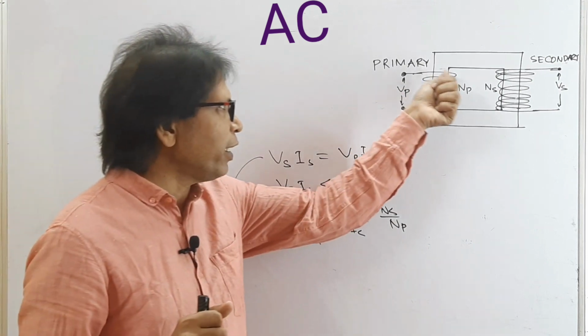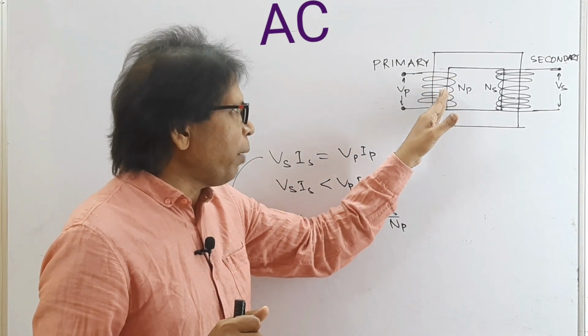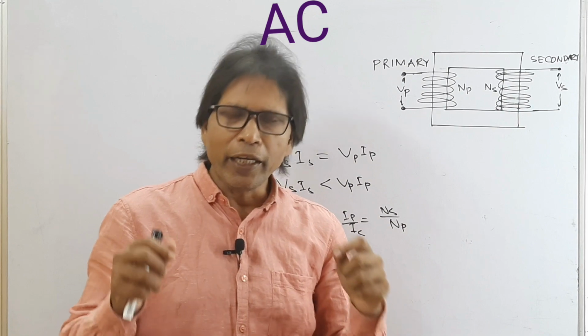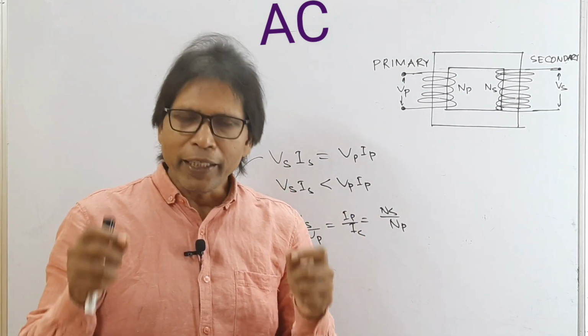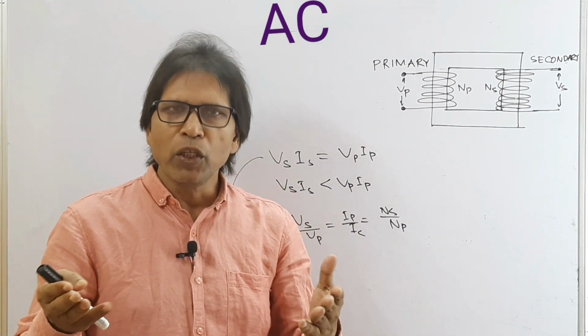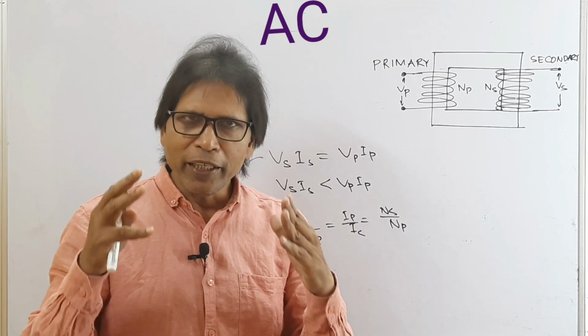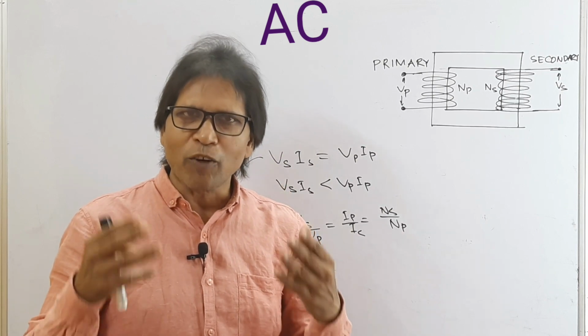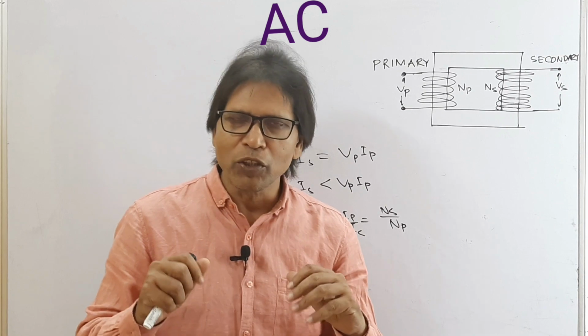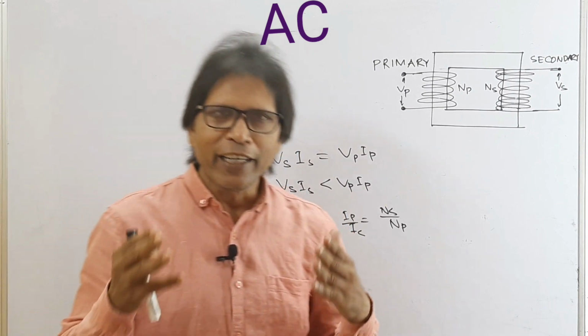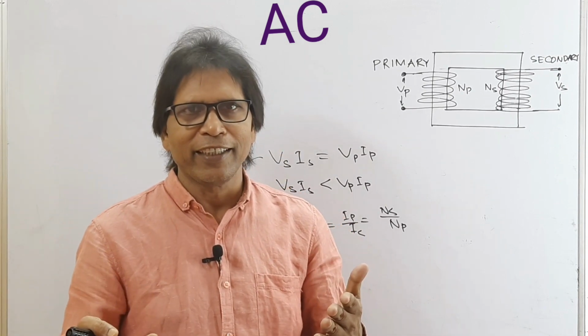Okay? Look at this. The primary and secondary coils are insulated thick wire, but they have some resistance. Due to this resistance, some electrical energy is converted into heat energy. So some electrical energy is dissipated as heat energy.